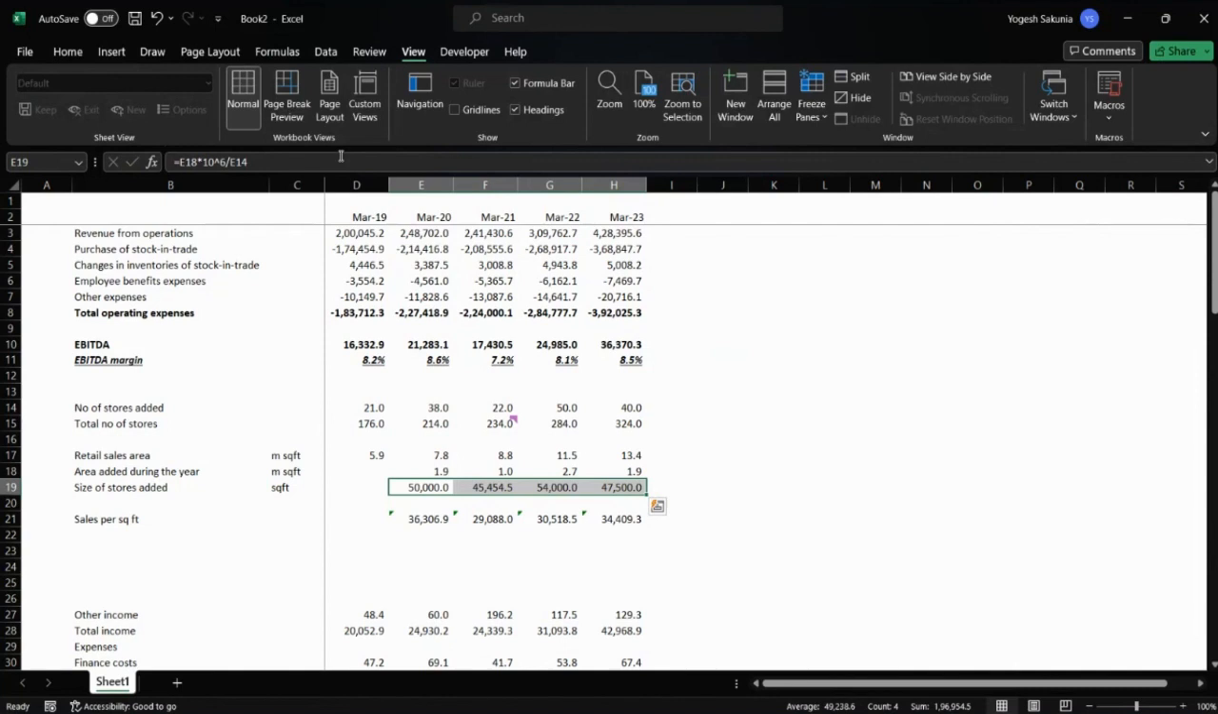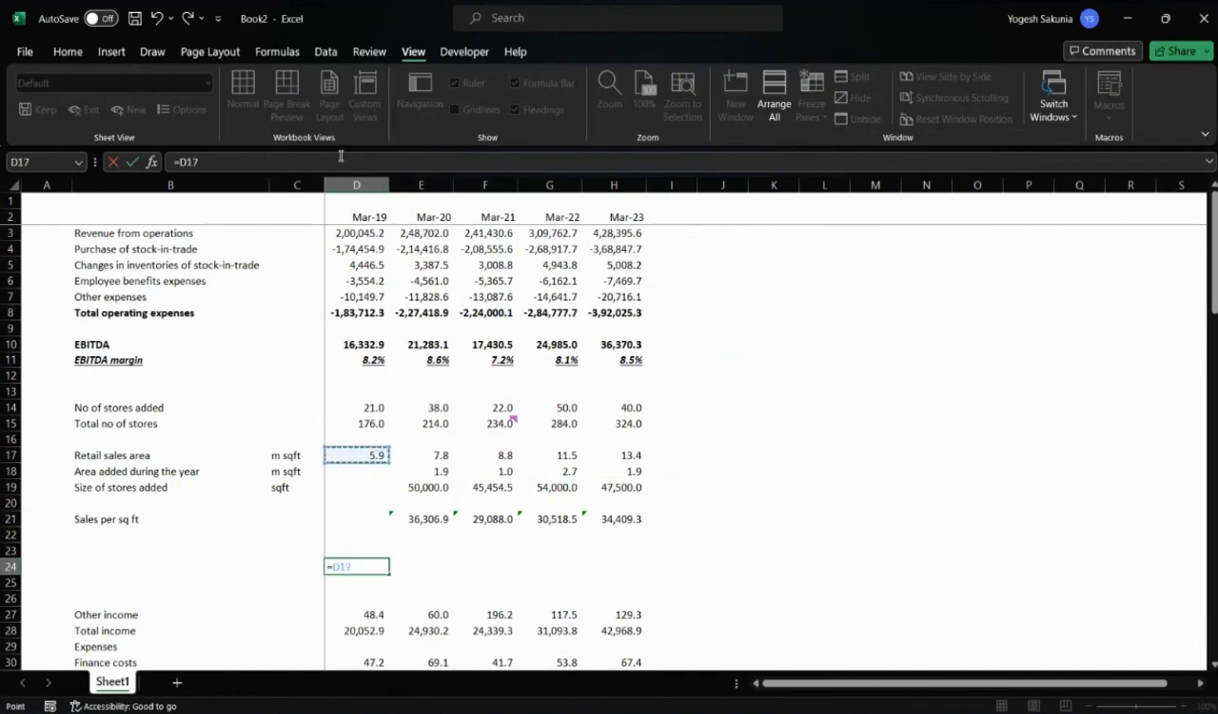So for every store that you are adding currently, the size of the store is in the range of about 45 to 50,000 or 55,000 square feet, on an average is what we are looking at. Historically, if you just quickly calculate, that could be slightly lower, because you see 5.9 million square feet for about 176 stores. So that's about 33,000. In the recent years, the size of the stores have gone up. Now the next thing that we need to do is forecast these parameters.